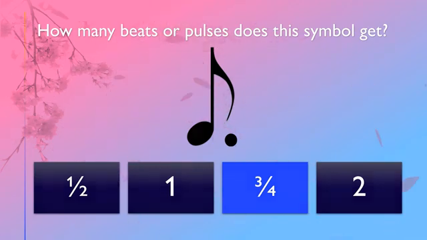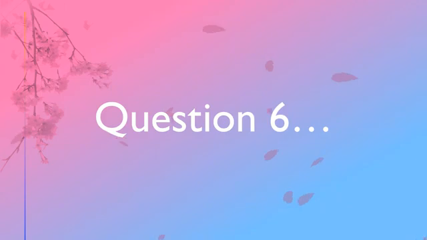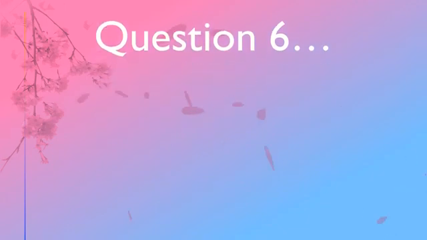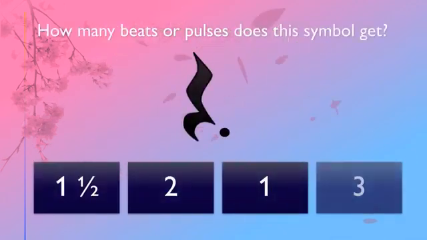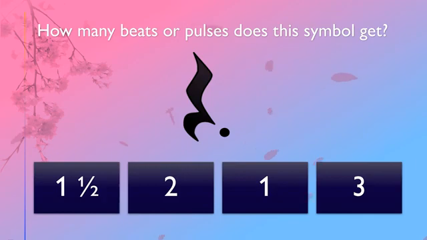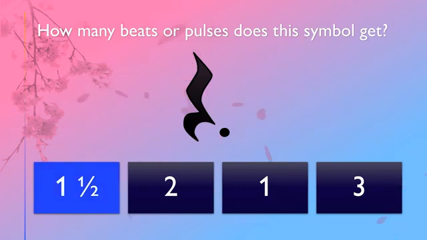Question 6. How many beats or pulses does this symbol get? 1.5, 2, 1, or 3? Yep, the answer is 1.5. This is equal to 1.5 beats or pulses.